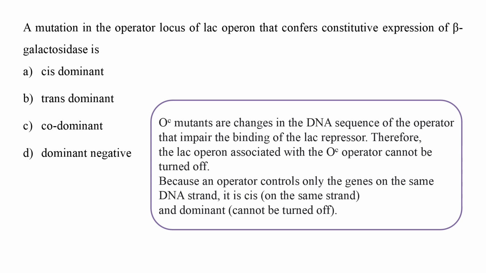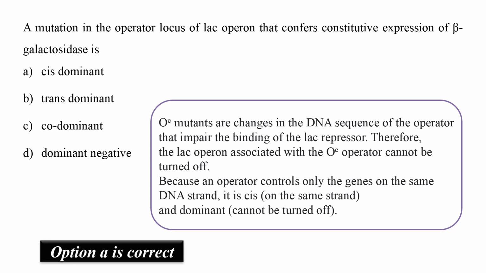Now, because an operator controls only the genes on the same DNA strand, that means it is cis, and it is dominant because it cannot be turned off. So this is a cis-dominant example. Option A is the correct answer.